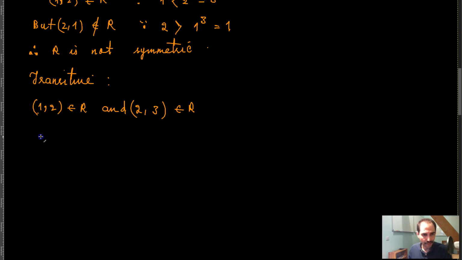Now, (1, 3) does actually belong to R because 1 is less than or equal to 27, right? So this is supposed to show that R is transitive, but that's not the case. You need to be careful there.